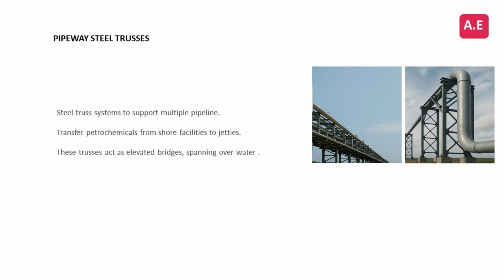Steel truss systems are engineered structures used to support multiple pipelines transferring petrochemicals from shore facilities to jetties or wharves where ships are loaded. These trusses act as elevated bridges, spanning over water or land to ensure safe and efficient transport of hazardous liquids.